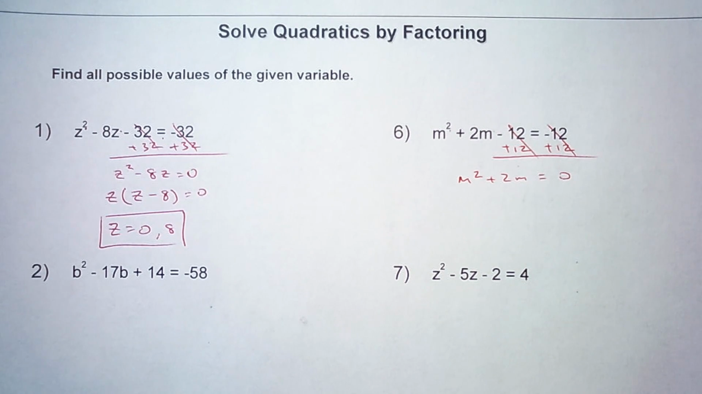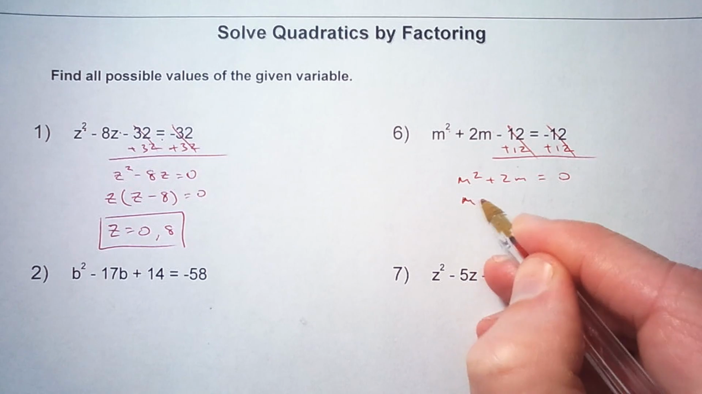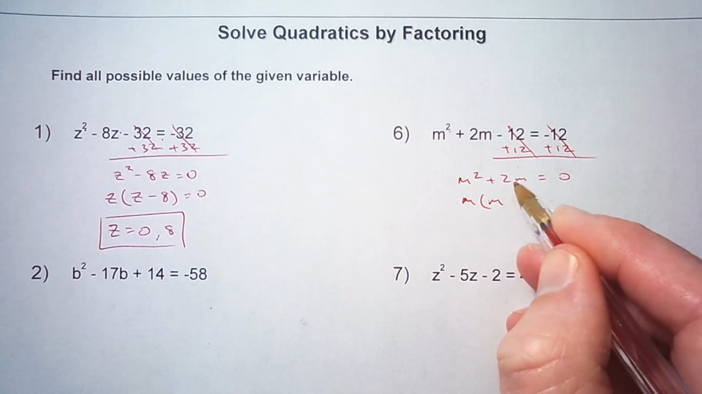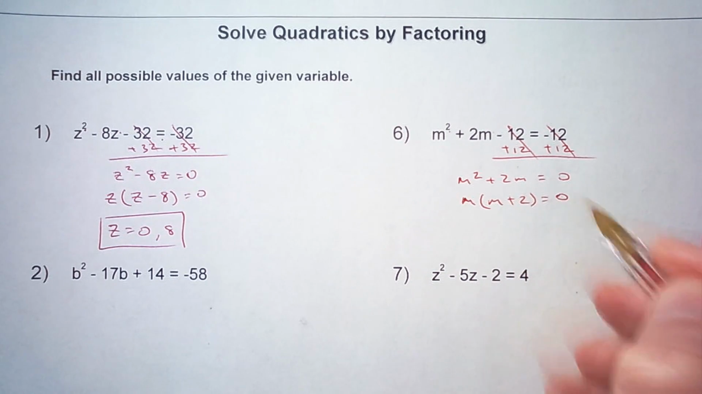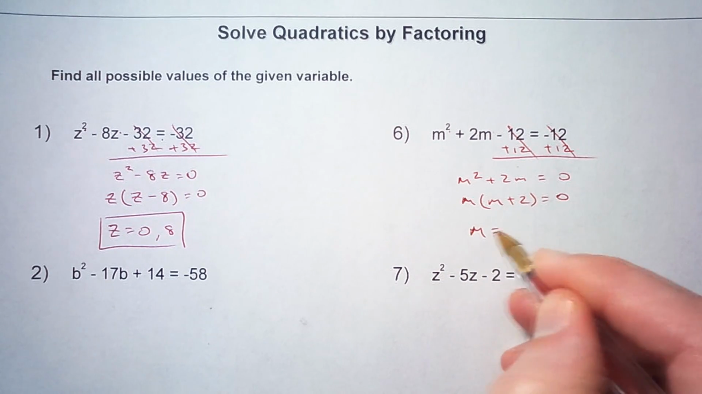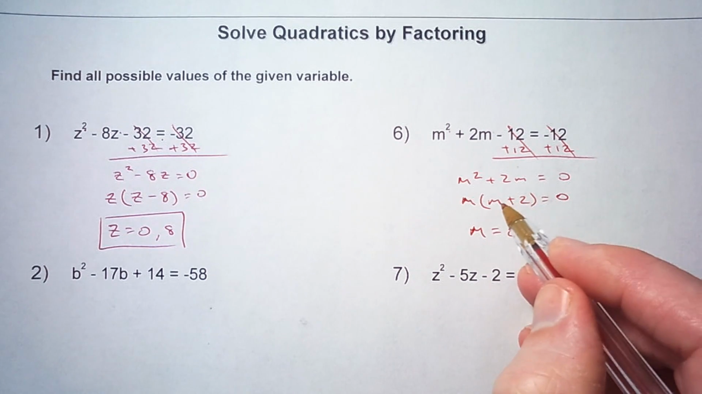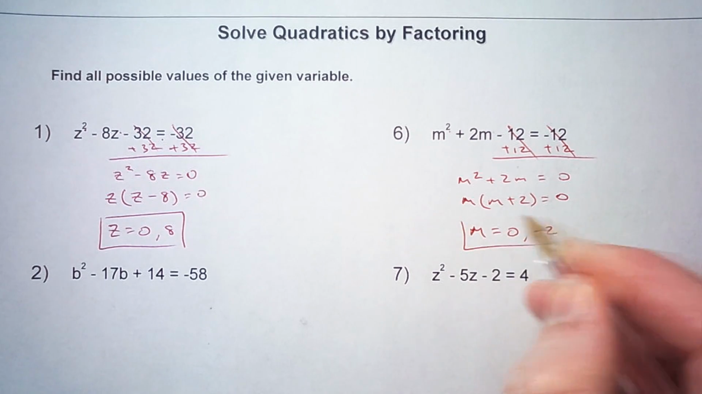And there is a greatest common factor there, and the greatest common factor of these two terms is m. And when I divide m squared by m, I get m. And 2m divided by m is 2. So I can make this factor 0 by setting m equal to 0. And I can make this factor 0 by setting m equal to negative 2.